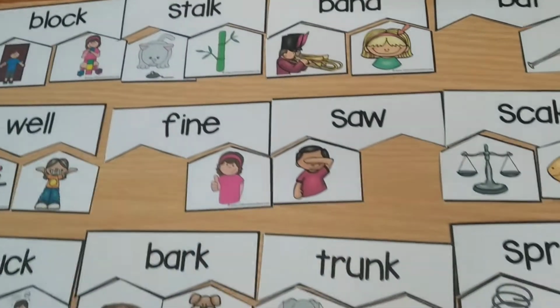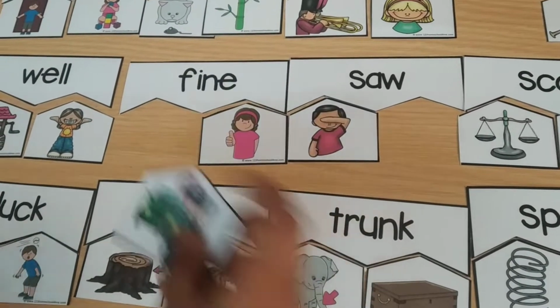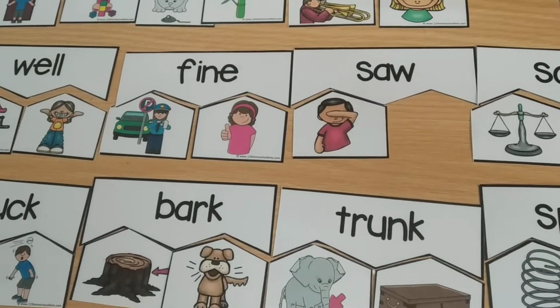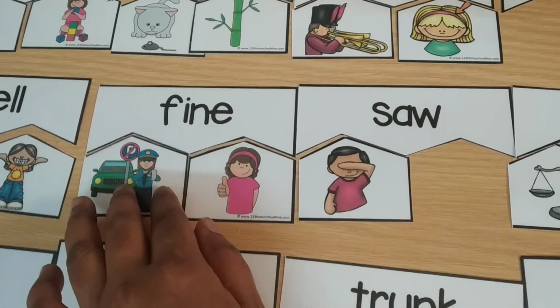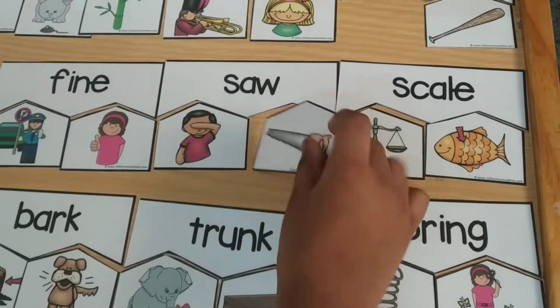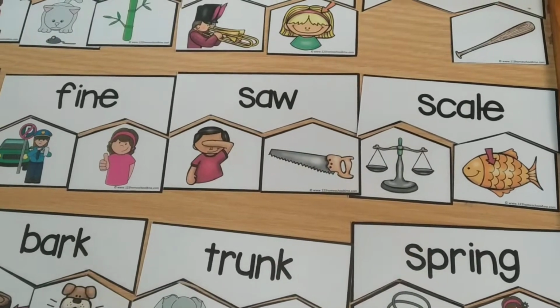Fine. What's fine? Mask and traffic. Yes, traffic. When you don't follow the traffic signal or traffic rule, then the police catches you. Then you pay a fine. Saw. What is saw? Knife. Sharp. Yeah, it's a sharp equipment. We use it to cut.